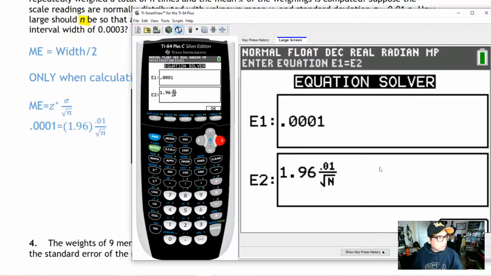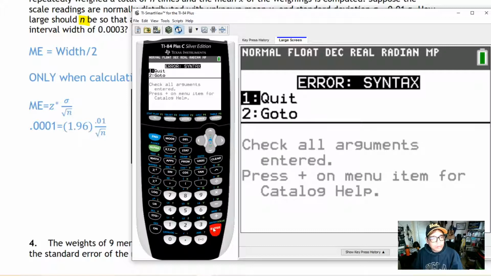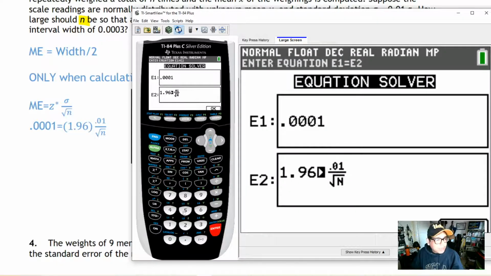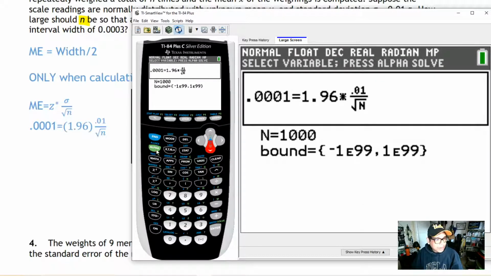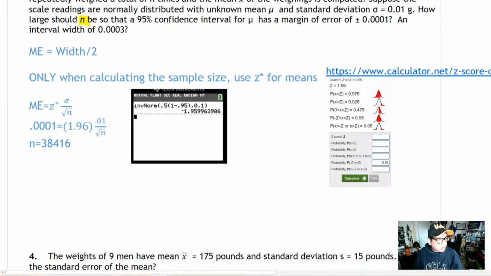There we go. We'll scroll down and we will take a guess. Now I always start my guesses like 1,000, and I'll push alpha and then enter. It looks like I needed to put a multiplication sign here. Okay, that'll do it. Let's try this again. Alpha and then enter. There we go. 38,416. And of course, we're probably going to want to round that up. So there we go with our sample size. If this is a multiple choice test, just do the one that's closest to it.